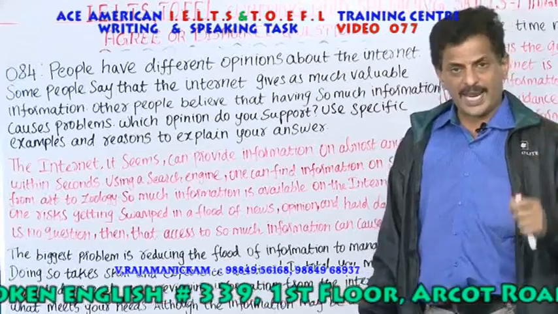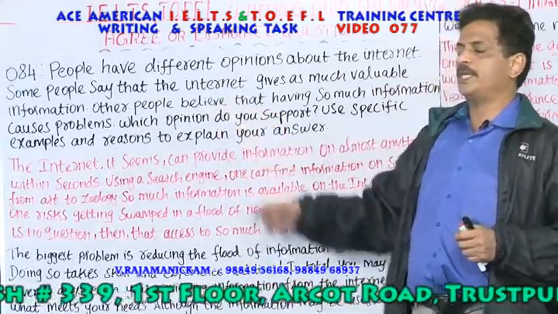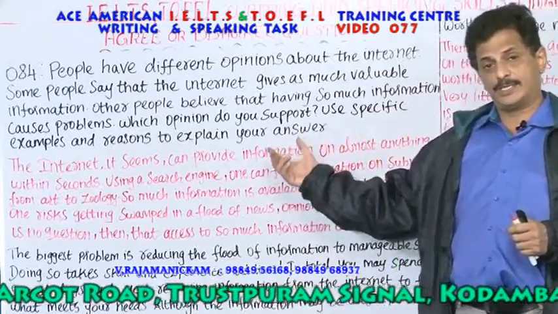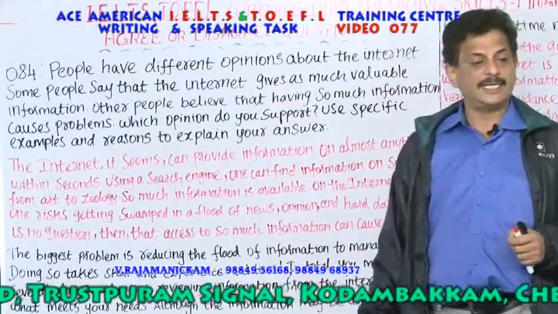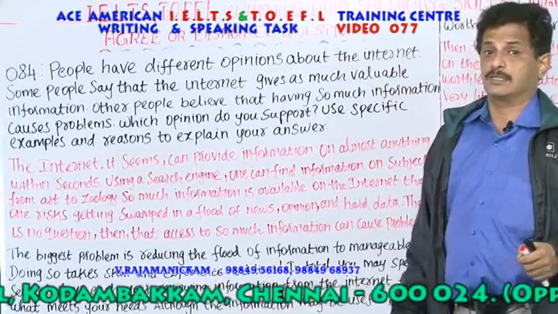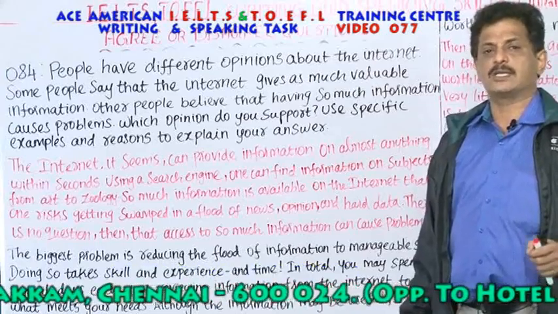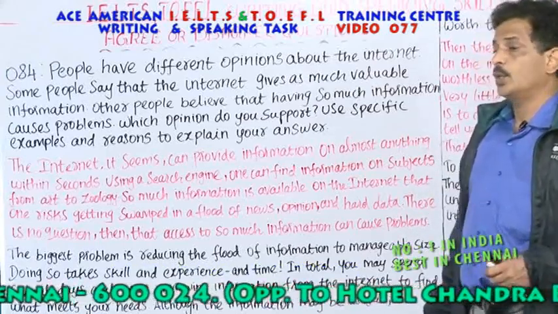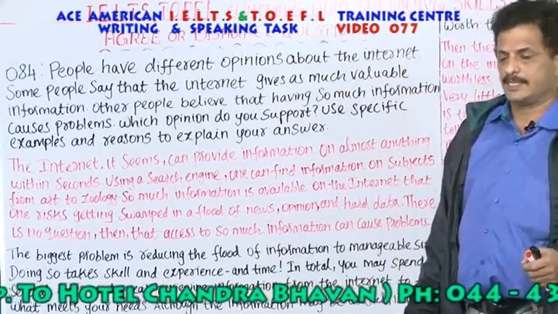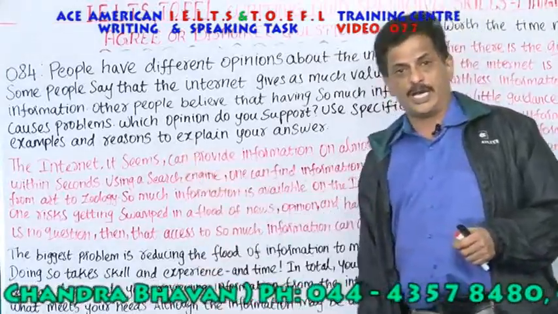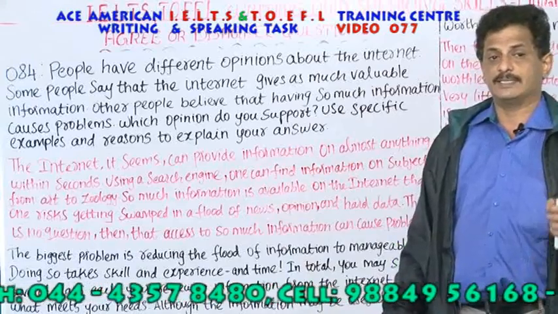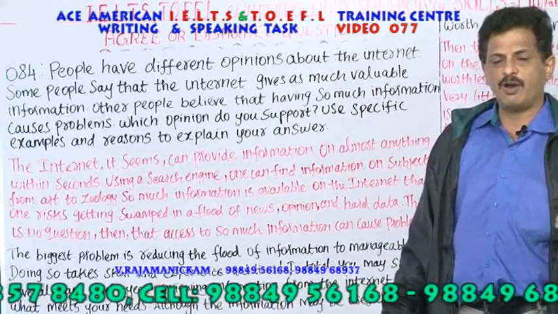Some people say that the internet gives so much valuable information. So, some people say the internet is good, it provides a lot of information. Some other people believe that having so much information causes problems. So some people say the internet has so much information, which is good, and some people say the internet has so much information that it creates problems, it creates confusion. Which opinion do you support? Use specific examples and reasons to explain your answer.